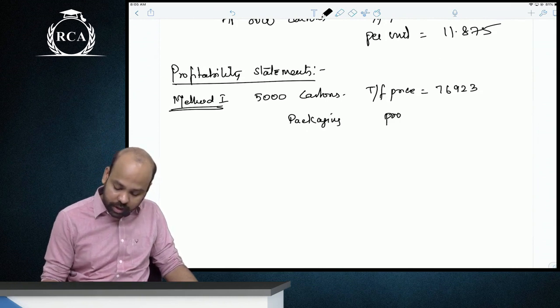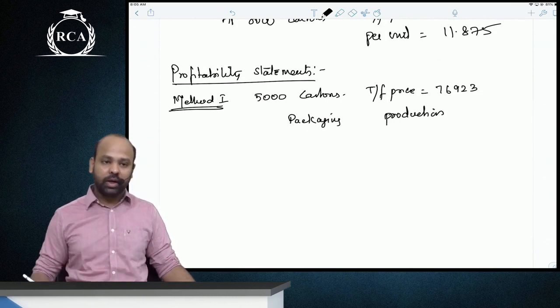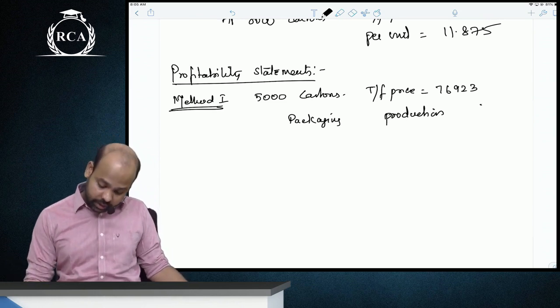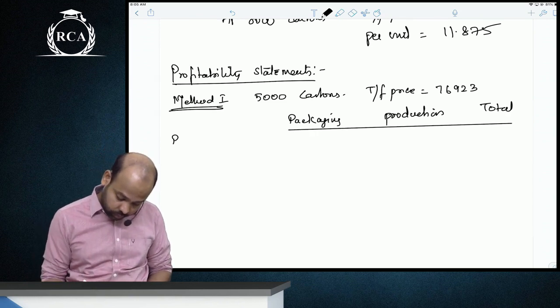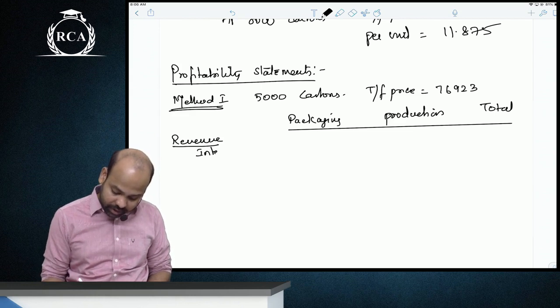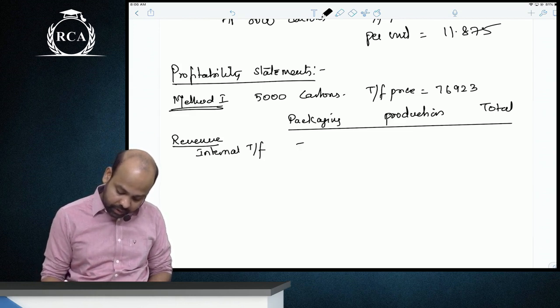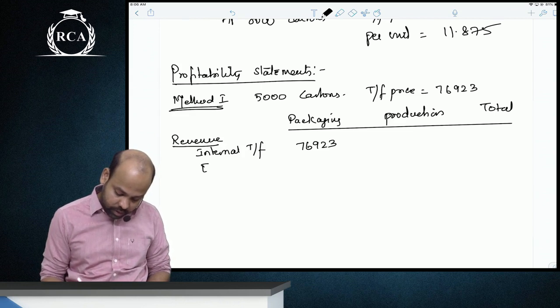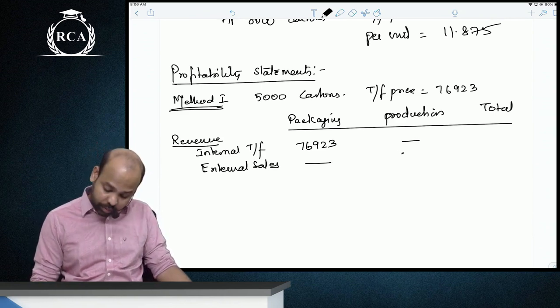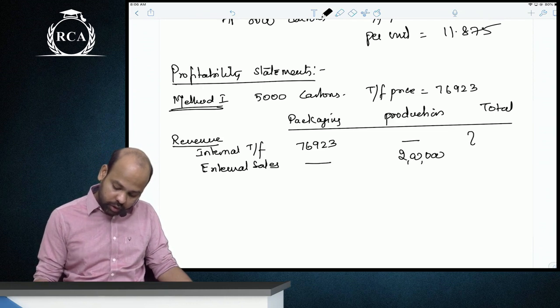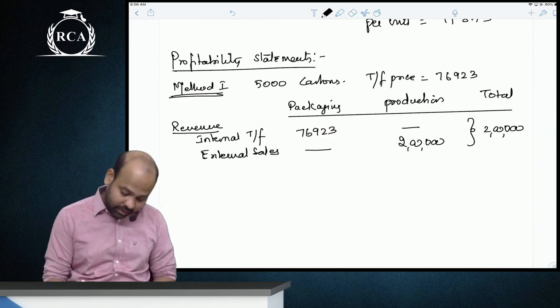All of you do it with me, but this is now repetition. You just have to write profitability, guys, at all of these points. Packaging division, production, and total. Revenue. Remember, guys, there is internal transfer from the packaging division, 76,923. Then there are external sales made by the production department, 2 lakh rupees sales value. Overall revenue of the organization, I would say, is only 2 lakhs. Revenue of the organization is not 2,76,000.